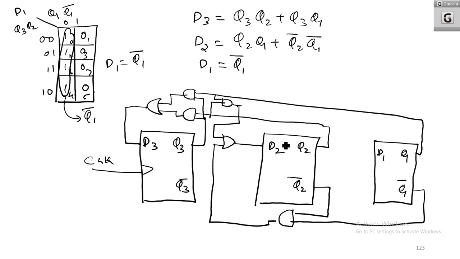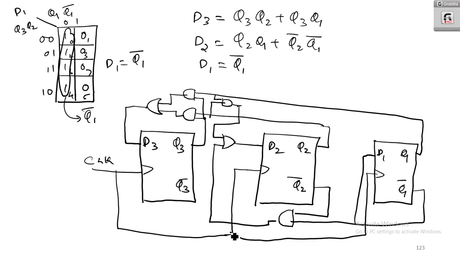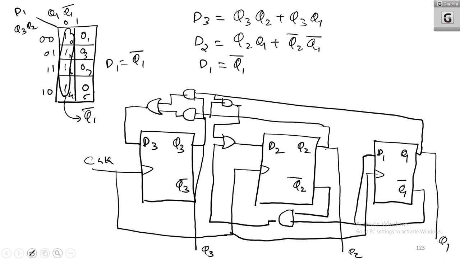What is D1? D1 is Q1 bar. So Q1 bar is going here, so you can connect it to D1. And you can have a common clock. The clock is coming in here, and here also that is a clock. Clock is common. Now how can we take the outputs out? Q3 is coming out, Q2 is coming out, and Q1 is also coming out. Okay, so this is the basic logic circuit of a counter.